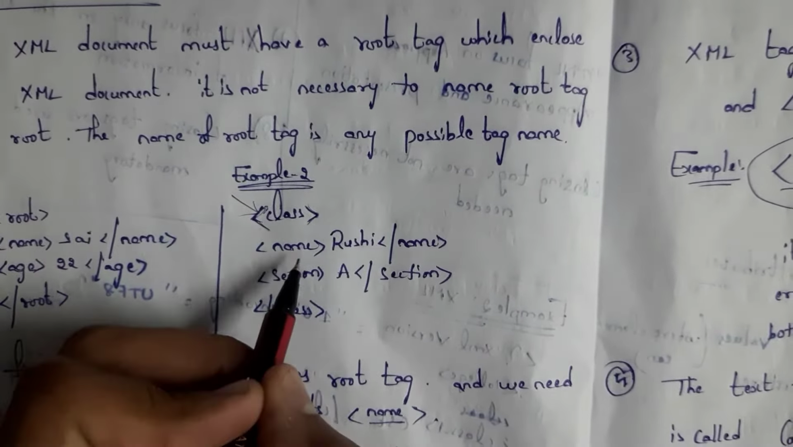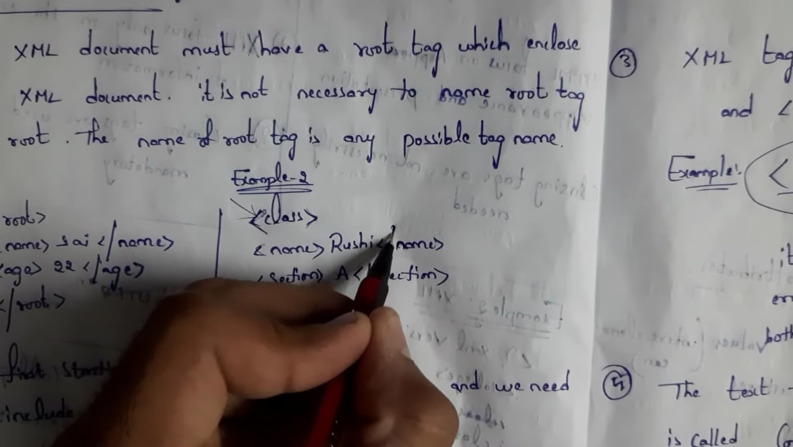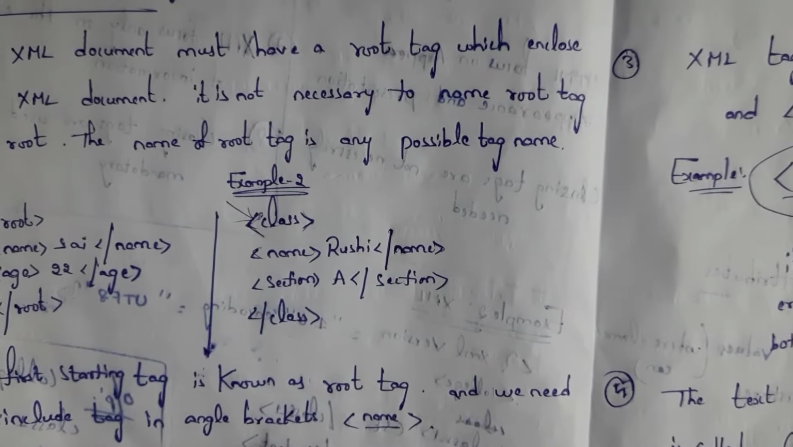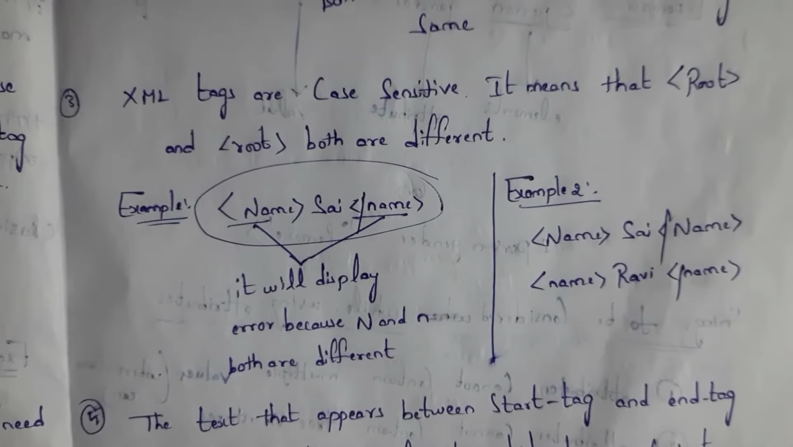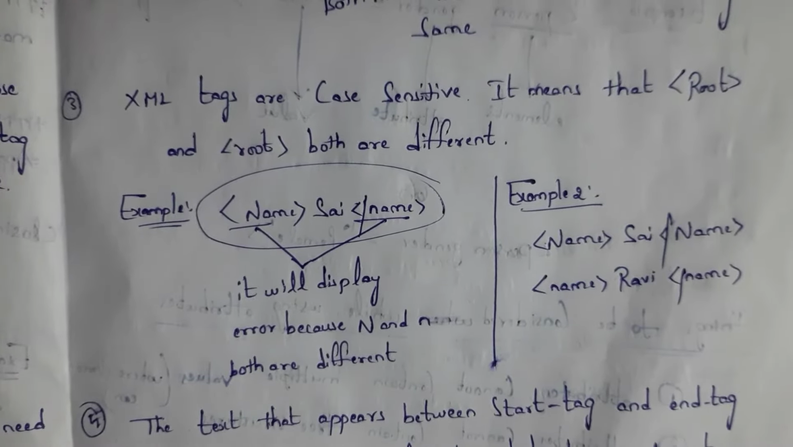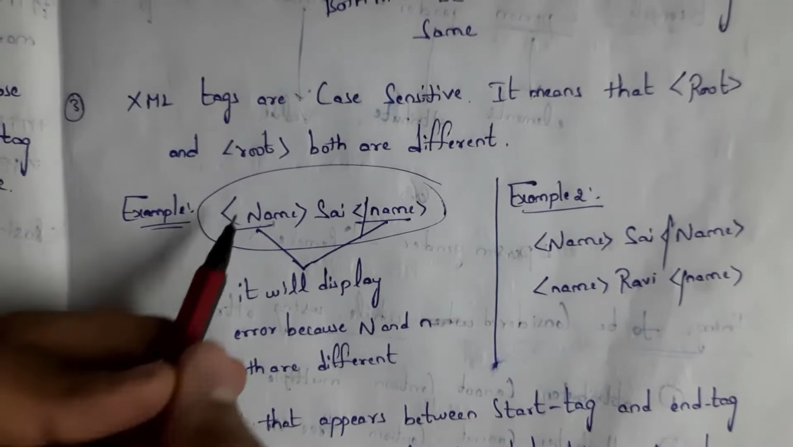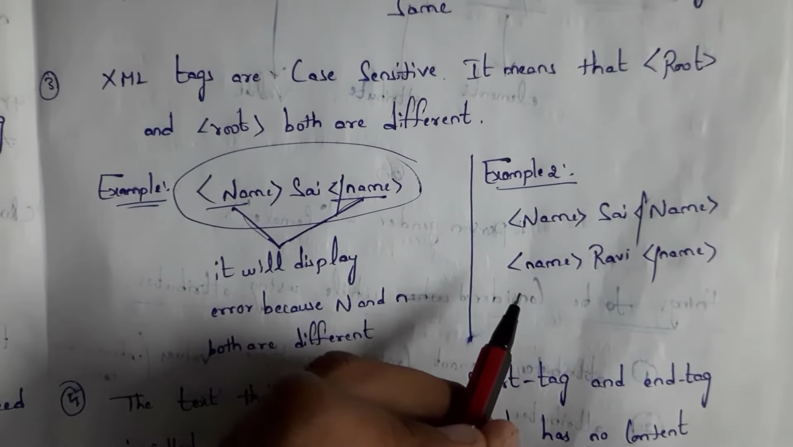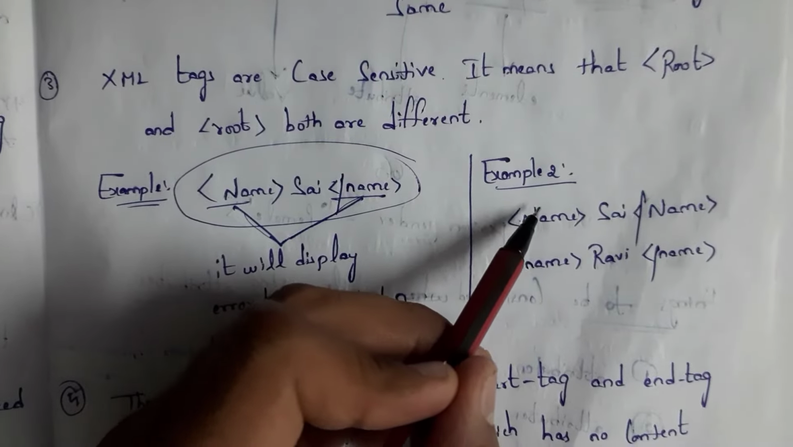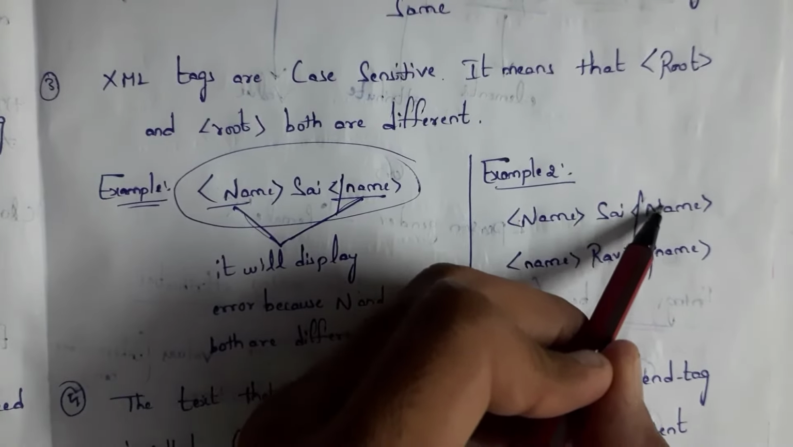For example, if you see this, I wrote name, and similarly I closed this name, and we need to close by using the slash symbol. For every open tag there should be a closed tag, and this closed tag is written with a slash symbol. As I said before, XML is case sensitive. That means it treats capital A and small a differently. For example, in this example, at first I wrote the open tag as name with capital N and the closed tag with small n. So it will not generate output because it displays an error. If you use a small letter for the open tag, then even for the closed tag you need to use a small letter. If you use capital N for the open tag, for the closed tag you need to use capital N.